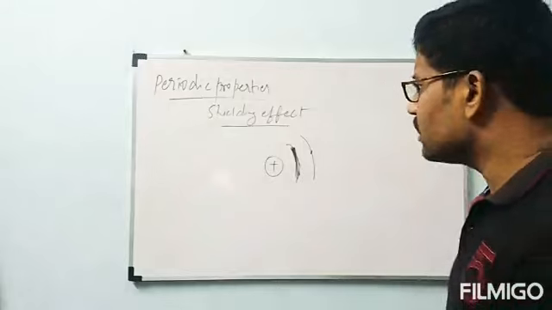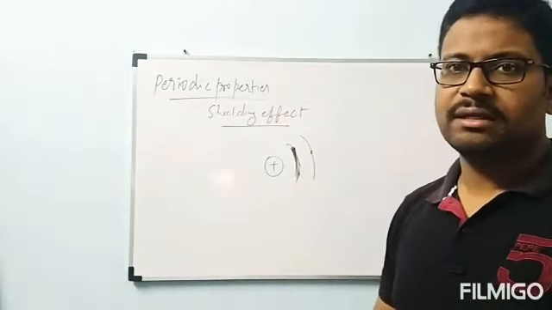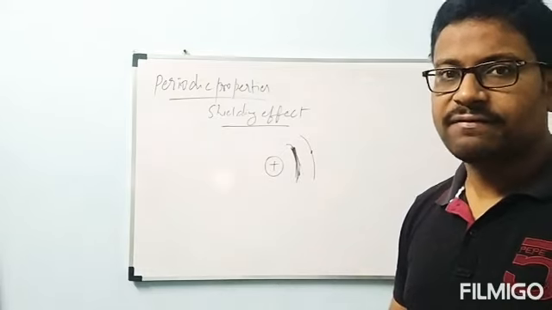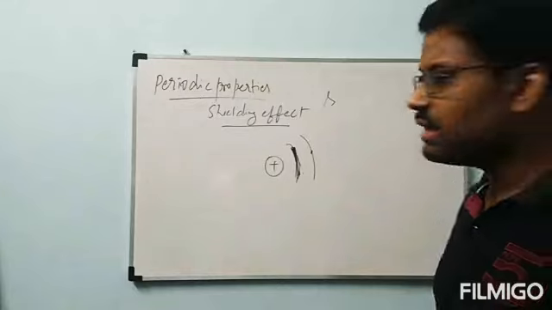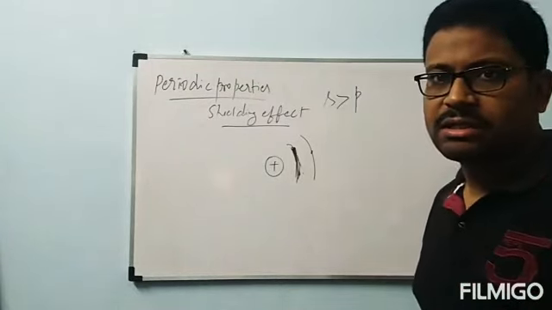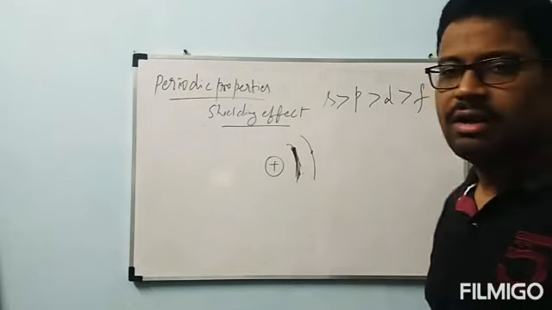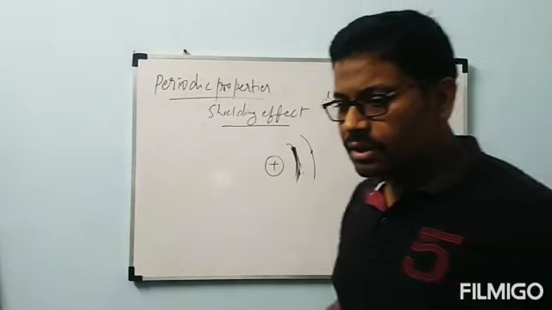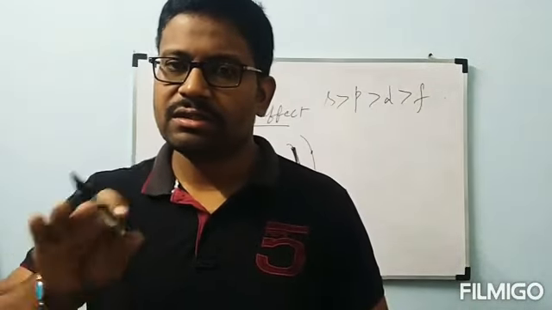Now, what is the order of this shielding effect? In orbitals only we will see. According to that, s orbital electrons' shielding effect is greater than p orbital electrons. P orbital electrons' shielding effect is greater than d. D is greater than f. When the shape of the orbital is getting complicated, shielding effect also reduces.